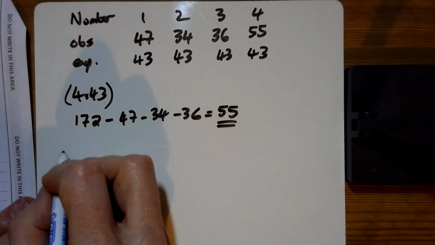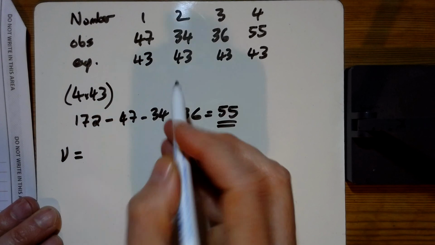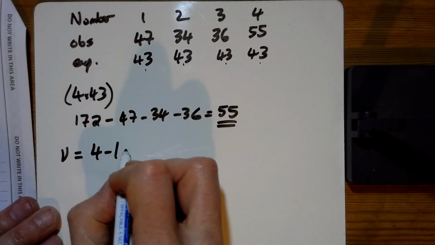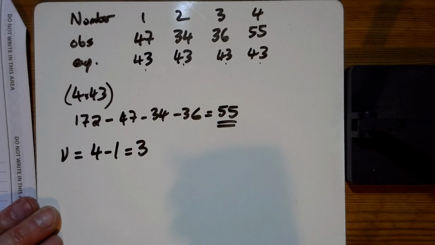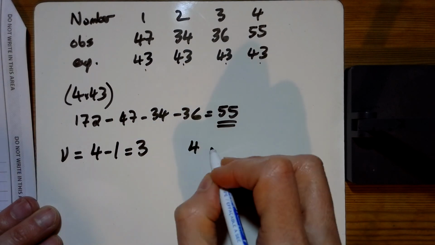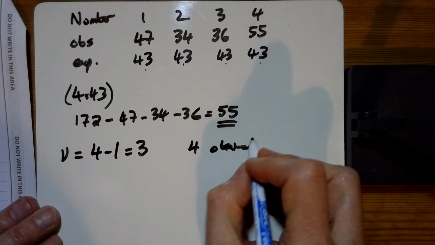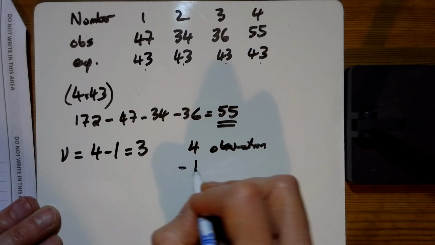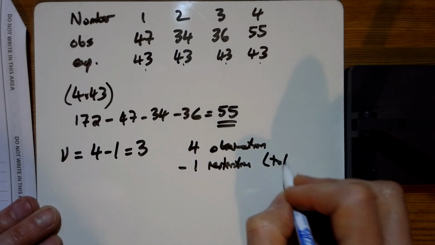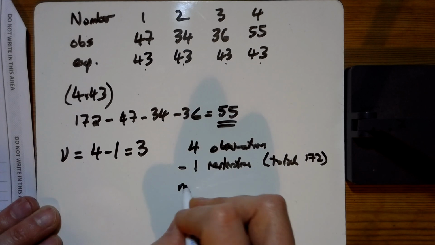Part B asks us to explain why there are 3 degrees of freedom. So I suppose we're thinking here, look, there's 1, 2, 3, 4 pairs. 4 take away 1 equals 3. But as we saw in a recent one, we've got to explain this. So I suppose there are 4 observations. We're going to take away 1 restriction, which is that the total must be 172. No more restrictions.